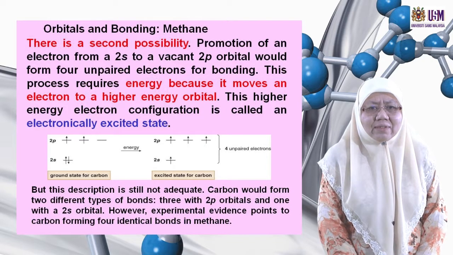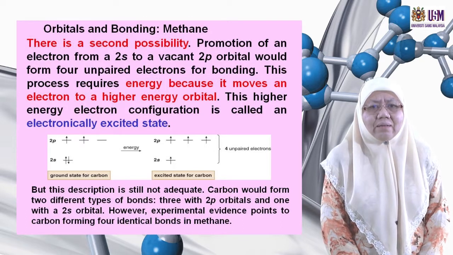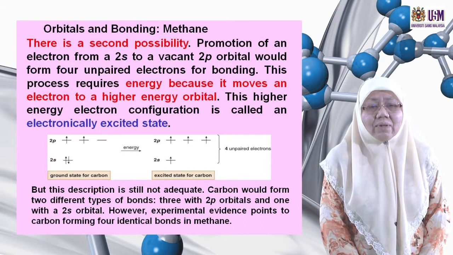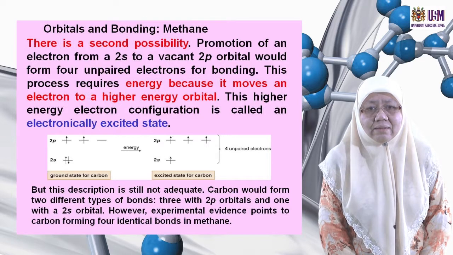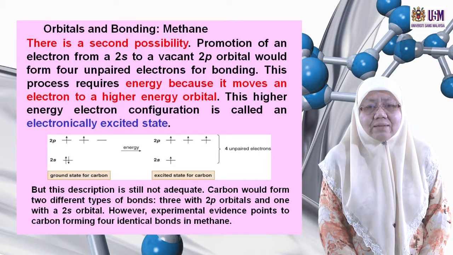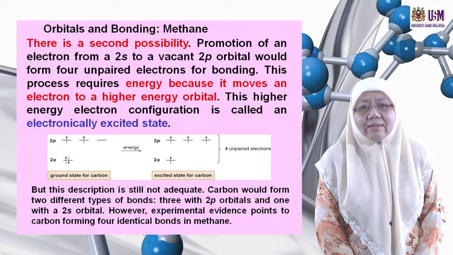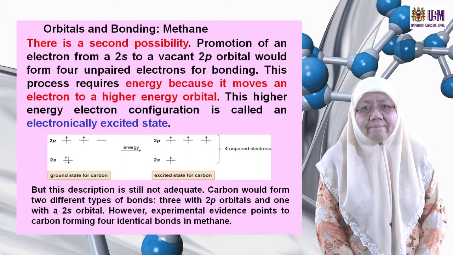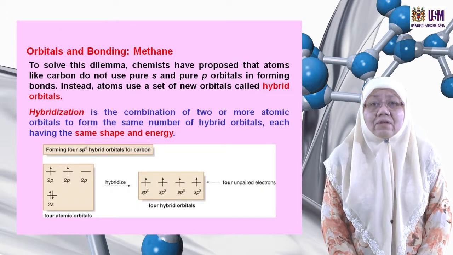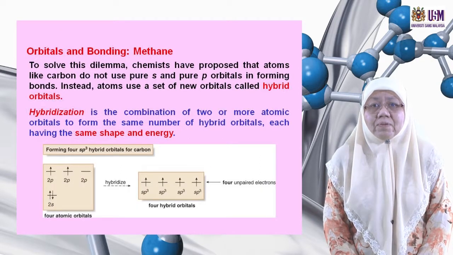But this description is still not adequate. Carbon would form two different types of bonds, that is 3 with 2p orbitals and only 1 with a 2s orbital. However, experimental evidence points to carbon forming 4 identical bonds in methane. So in order to solve this problem, chemists have proposed that atoms like carbon do not use pure s and pure p orbitals in forming bonds.